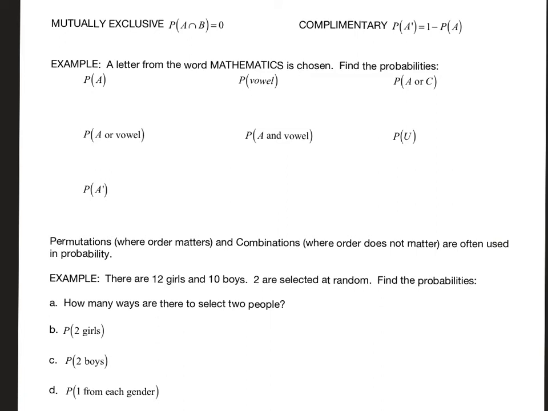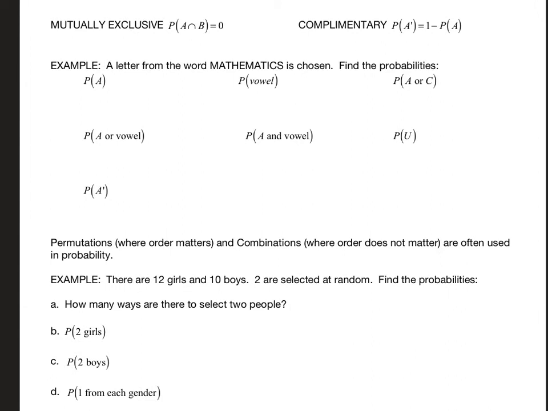Okay, so let's take a look at this example. So there's a letter that's going to be chosen from this particular word, which has 1, 2, 3, 4, 5, 6, 7, 8, 9, 10, 11 letters in it. Okay, so that would be sort of like your U. It's the grand total of everything within the rectangle. There's 11 letters. Okay, this is asking, what's the probability of getting the letter A? Well, if you count, there are 2 of them.